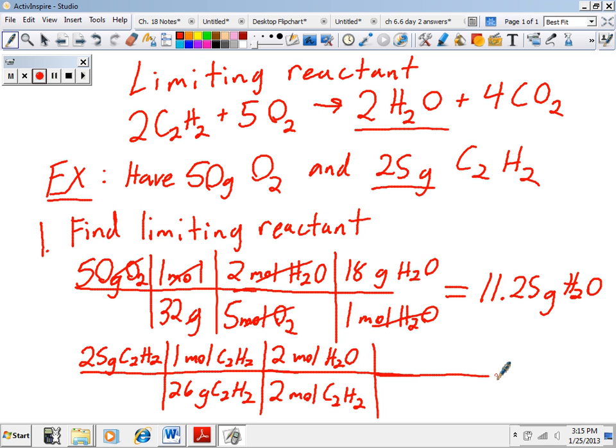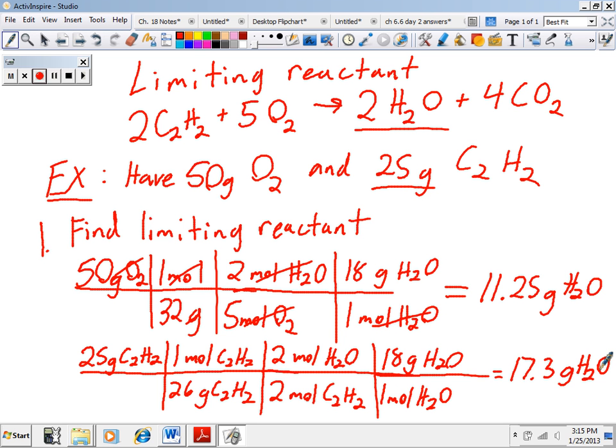And now let's get a mass of H2O. So 1 mole of H2O is 18 grams of H2O. Here we do the math, multiplying across and dividing, and we end up with 17.3 grams of H2O.